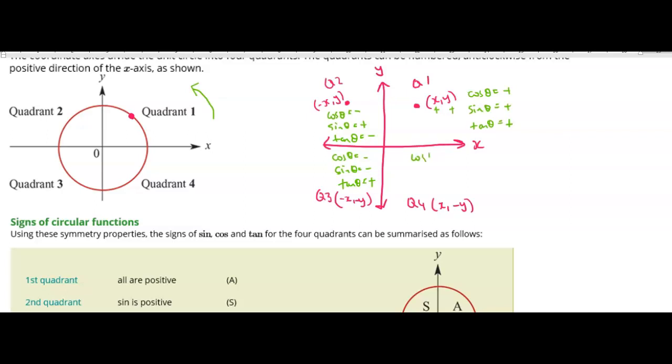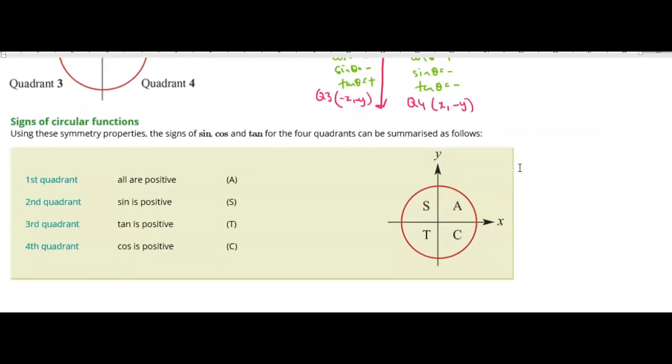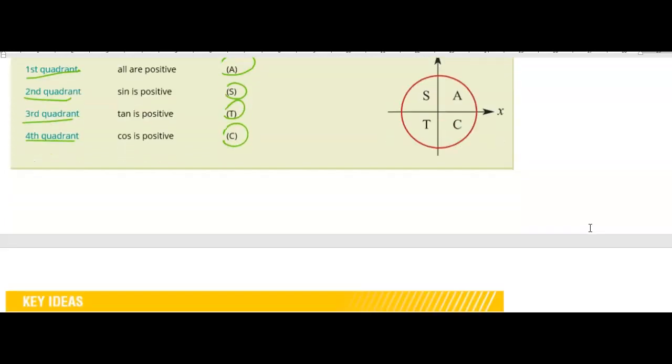So cos theta, because cos is x, is positive. Sine is y, so it's negative. And tan, because it's sine over cos, it's also negative. So how we remember that is just using the letters A, S, T, C. So first quadrant, all are positive. Second quadrant, only sine. Third, only tan. And fourth, only cos. So A, S, T, C. However you want to remember that, A, S, T, C will help you remember all, sine, tan, cos.